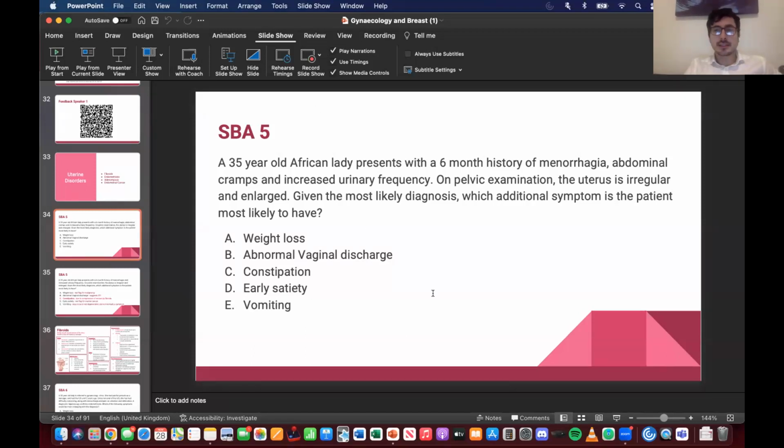So this SBA is describing a 35-year-old African lady presenting with a 6-month history of menorrhagia, abdominal cramps, and increased urinary frequency. We notice her uterus is irregular and enlarged. So what other symptoms do we think she has?